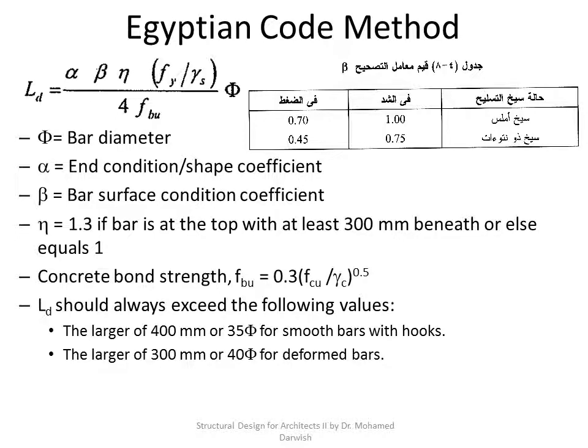And LD should always exceed the following values: the larger of 400 millimeter or 35 phi for smooth bars, or 300 millimeter or 45 phi for deformed bars.